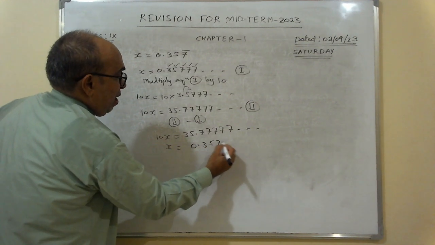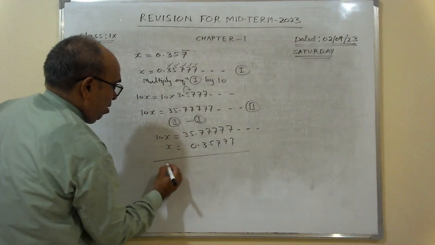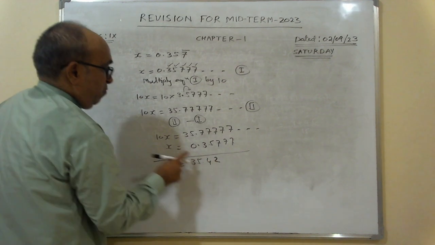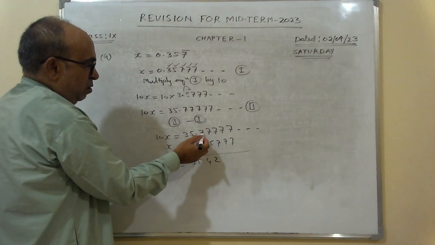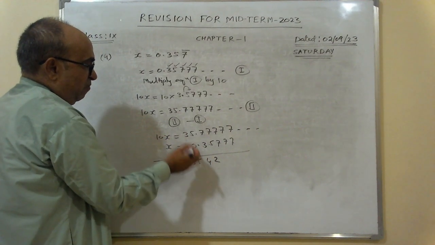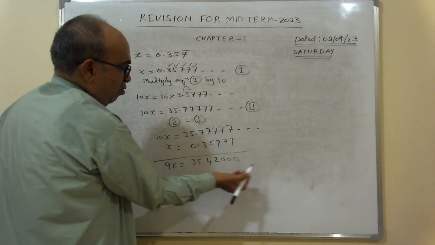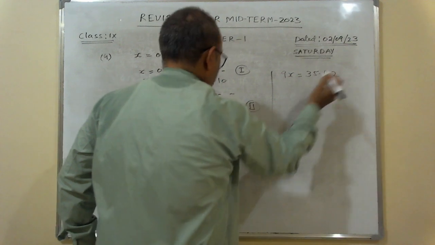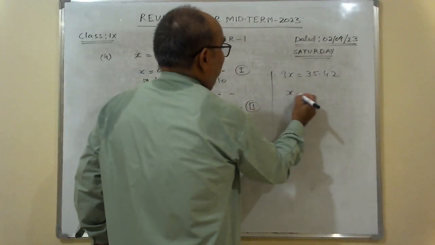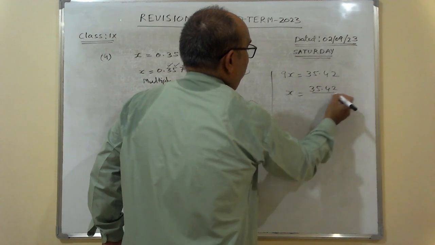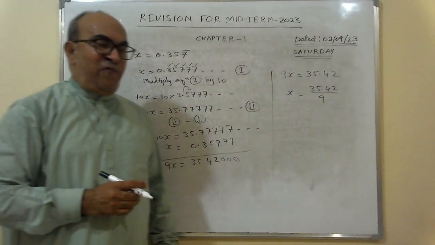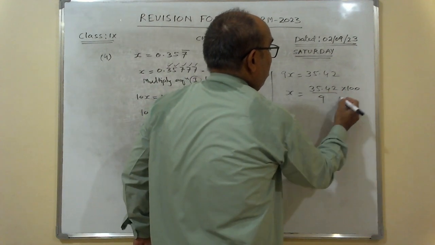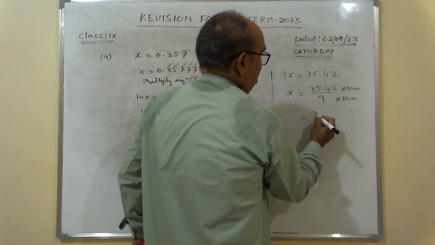It is 35777. Now subtract it. 9x equal to 35.42. 7 minus 5 is 2, 7 minus 3 is 4, 5. This 0, the 0 is useless here. So 9x equal to 35.42. So x equal to 35.42 by 9. We have to write it in the form of p by q. So after the decimal there are two digits, so multiply numerator and denominator by 100 to remove this decimal.